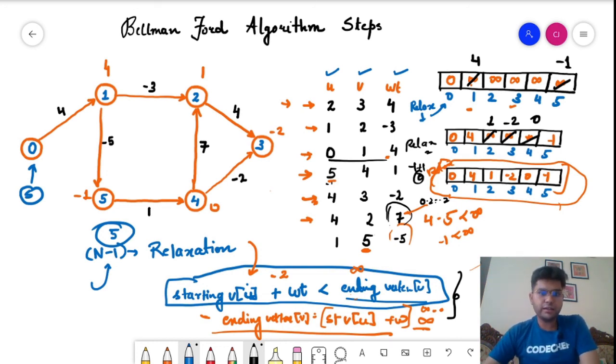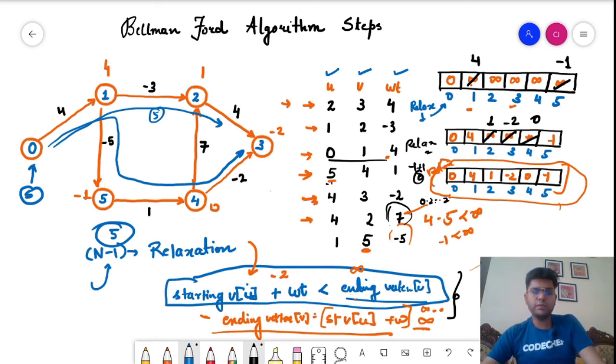Now to reach here, how many possibilities do we have? We can go like this, like this, or like this also. So what is the minimum? If we go by this method, 4 minus 3 is equal to 1, 1 plus 4 is equal to 5. So from this method we are getting 5. And from this method, 4 minus 5 is equal to -1, -1 plus 1 is equal to 0, and 0 minus 2 is equal to -2. So we are going to reach here with -2, so this is a good possibility. Similarly, you can see that for each and every edge we are going to get the same result. So this is the final solution that we are getting.